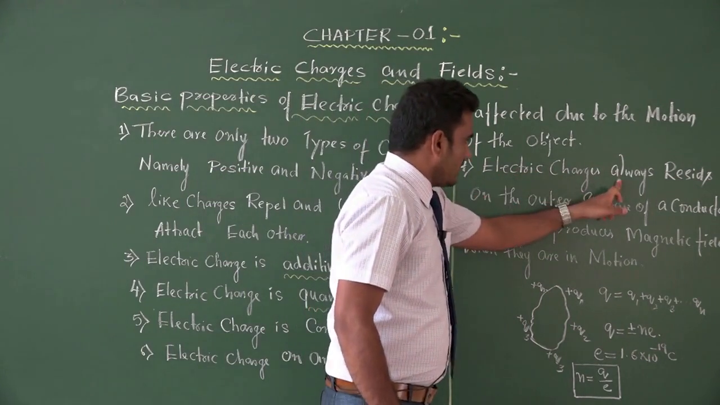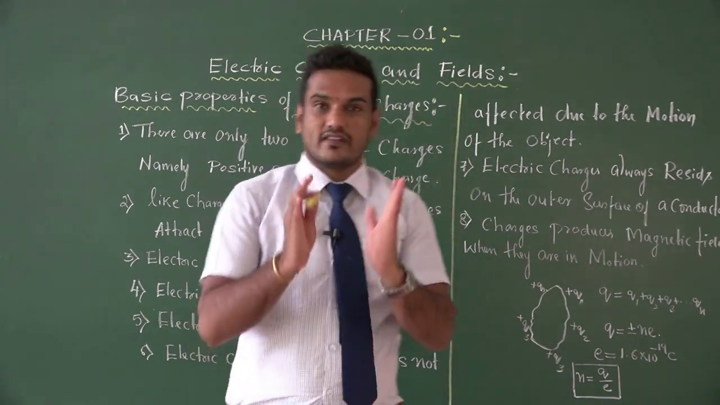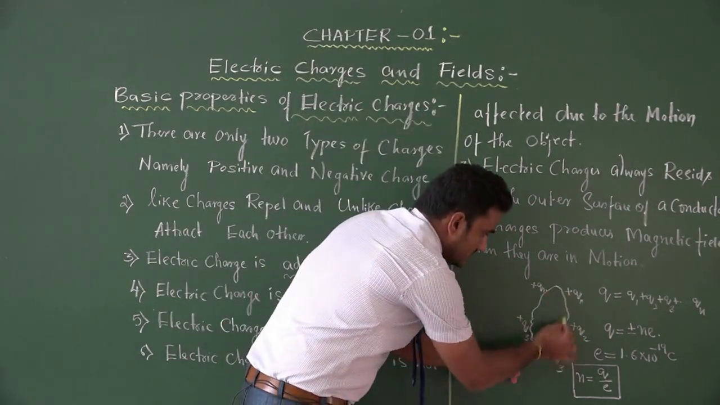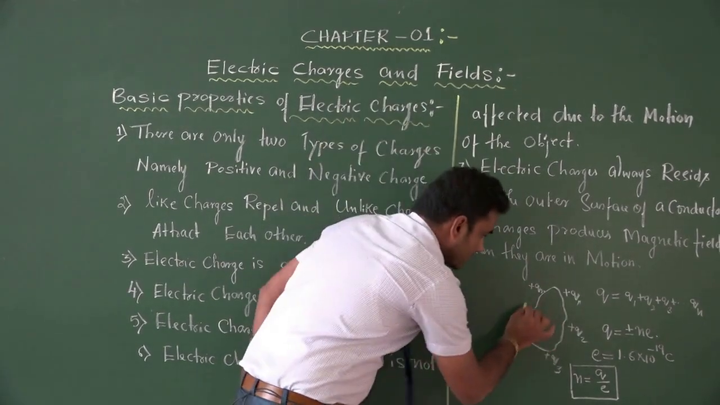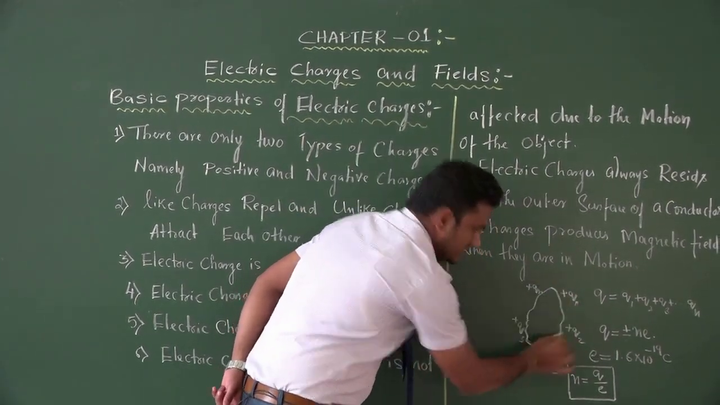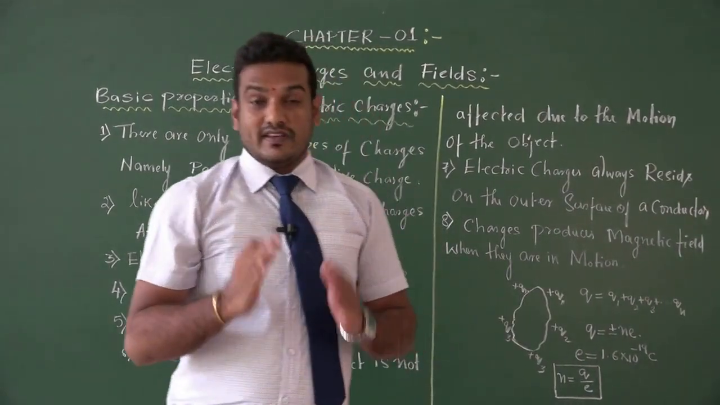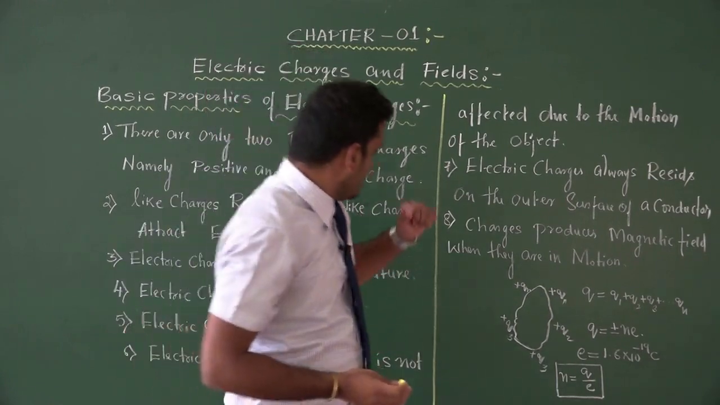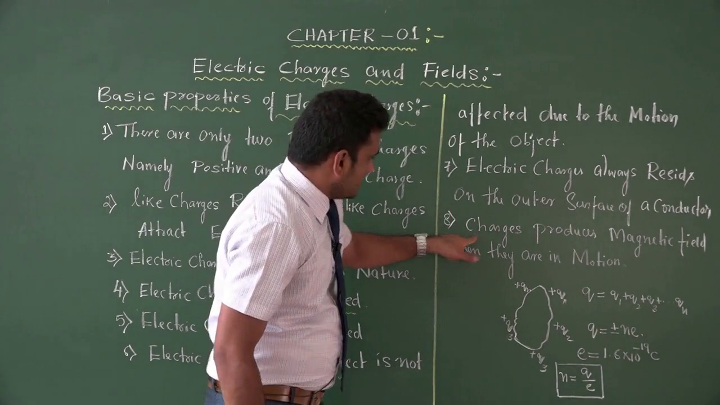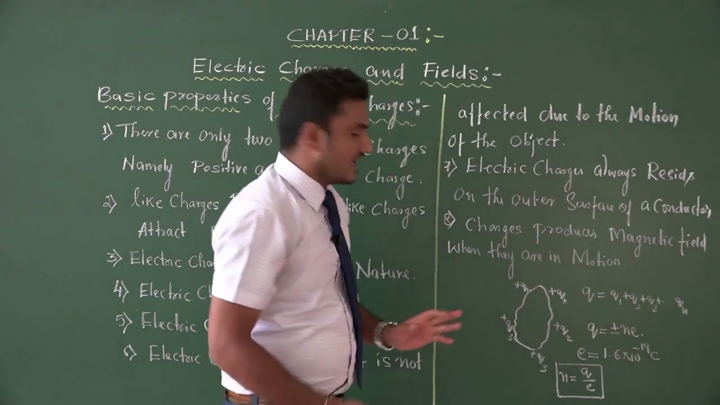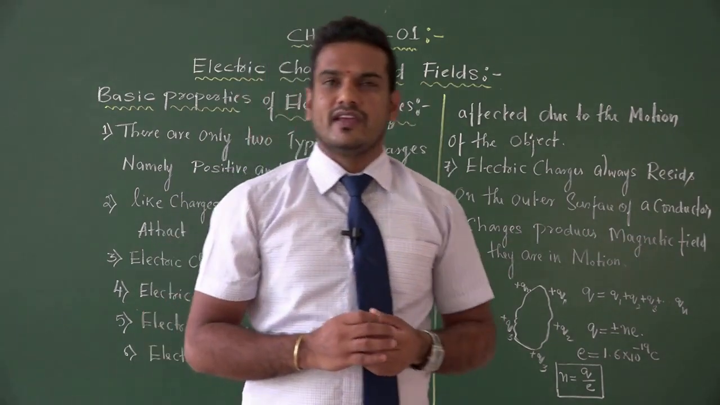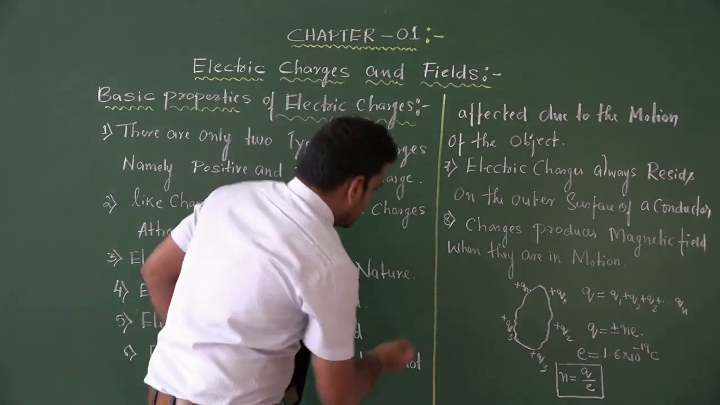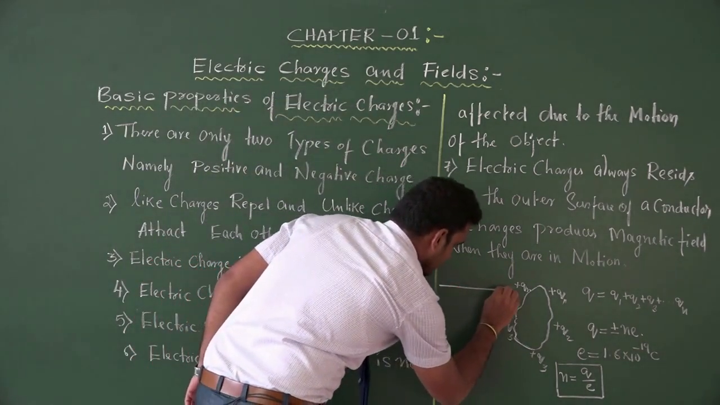Move to the next property. Electric charges always reside on the outer surface of a conductor. Look at this diagram: there are no charges inside the object, the charges are on the outer surface of the object, which means electric charges always reside on the outer surface of a charged conductor or body. Then look at the last one. Charges produce a magnetic field when they are in motion. Due to the motion of the body, we can experience a magnetic field around the conductor. Let us understand through the diagram. I consider a conductor.